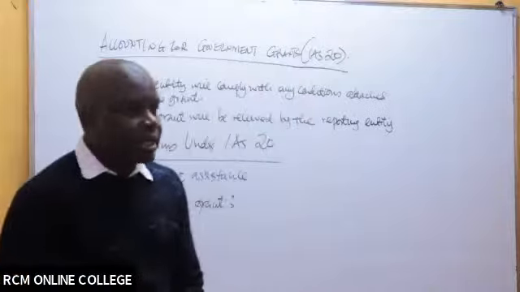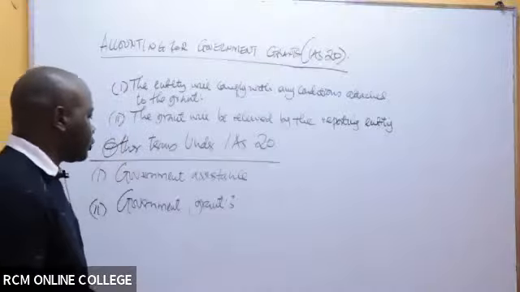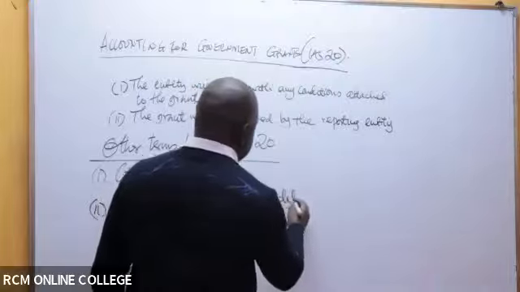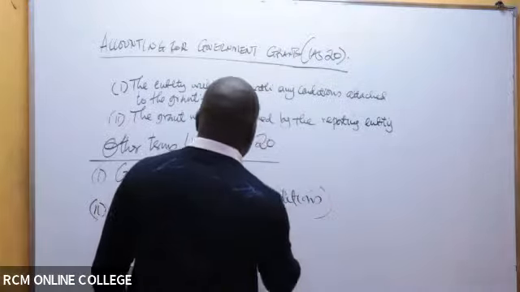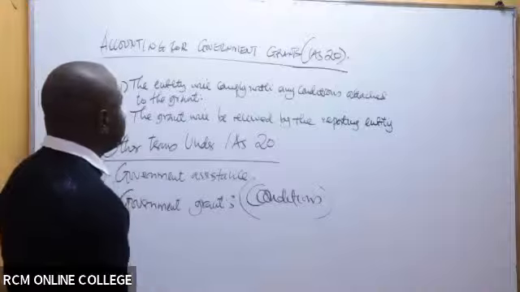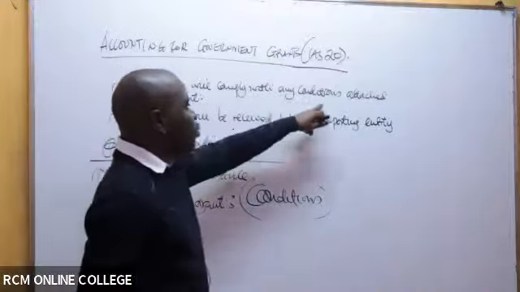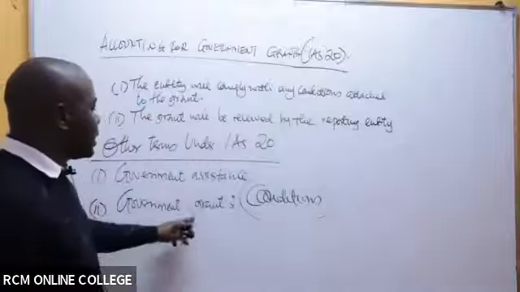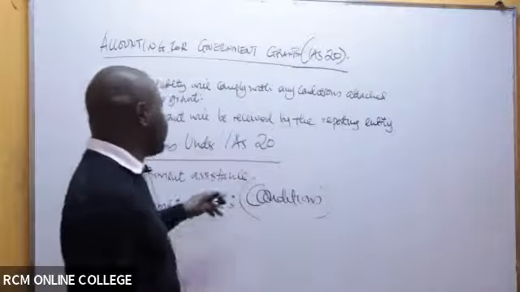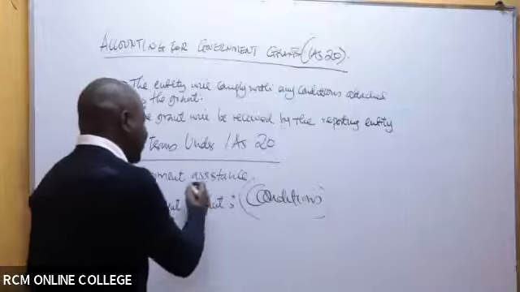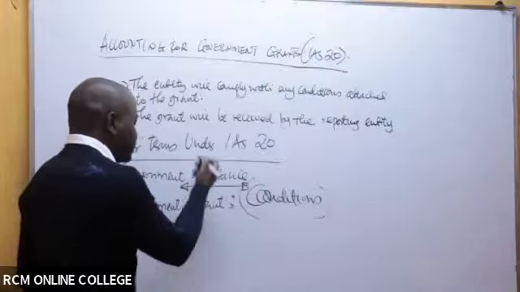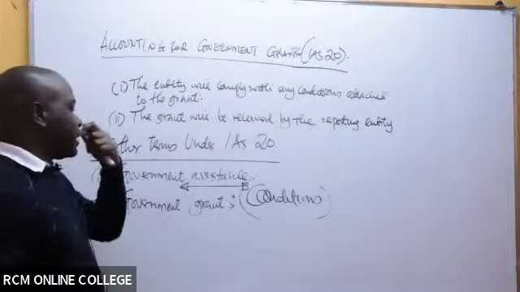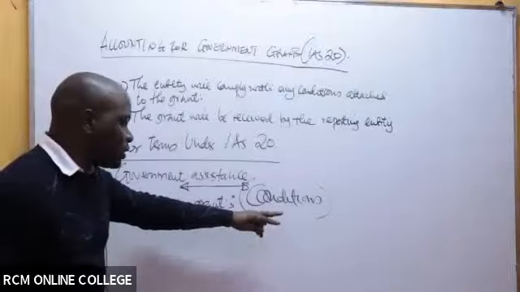So in this case, you can see under government grants, you can underline the conditions. They're actually conditions that should be fulfilled. The entity will comply with any conditions attached to the grant. But here there are no conditions, it's just assistance. Having defined a particular criteria of that entity, they can give it assistance without any form of conditions.